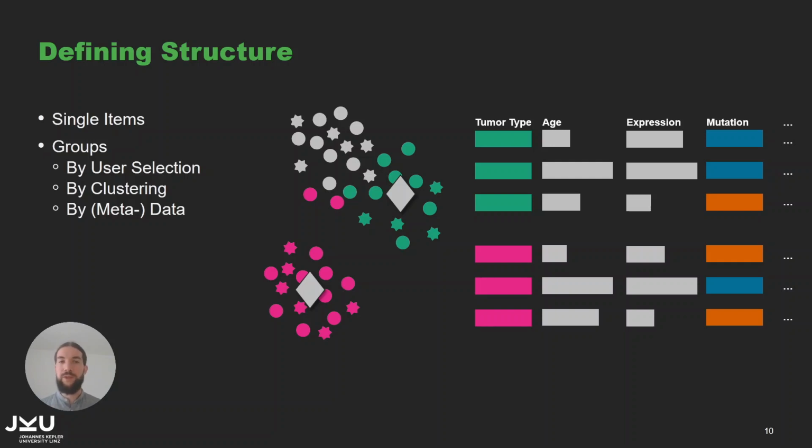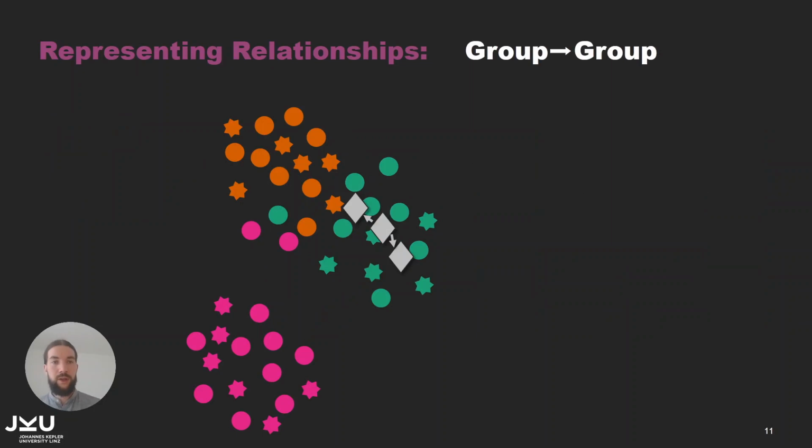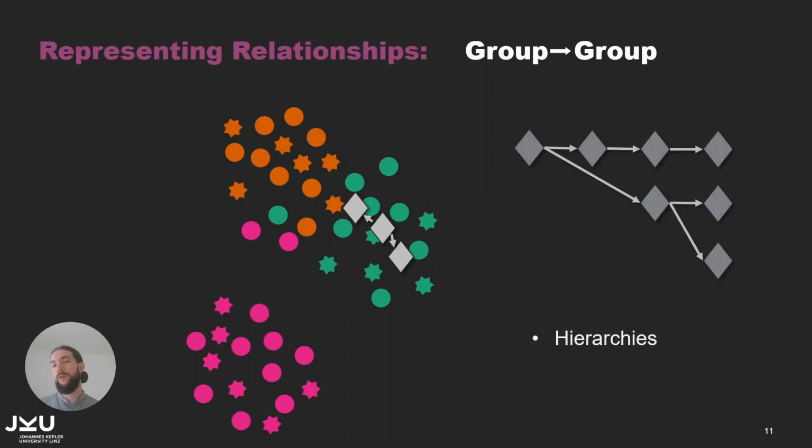And in between these groups and from the items to the groups, we have relationships. So we can have a relationship between groups. There we use directed edges that are drawn also on top of the items in the scatter plot. And they can be extended to arbitrary depths. So we can create very deep hierarchies using this.